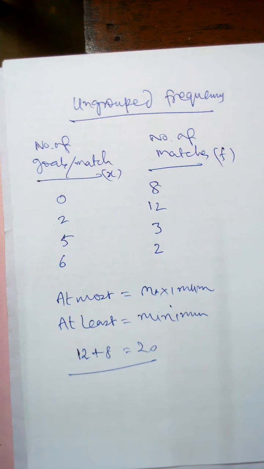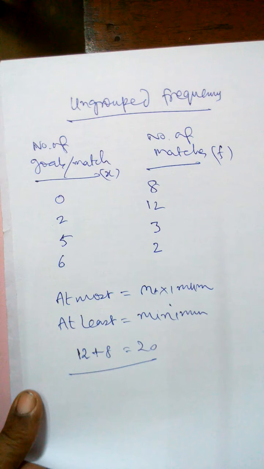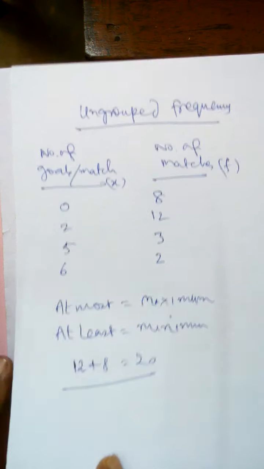But if I ask you at least 2 goals are scored, then you have to take in this table 2 or 5 or 6 goals. That means 12 plus 3 plus 2, which is 17, will be the answer. This is the idea. Now come to the next point, that is how we see grouped frequency.